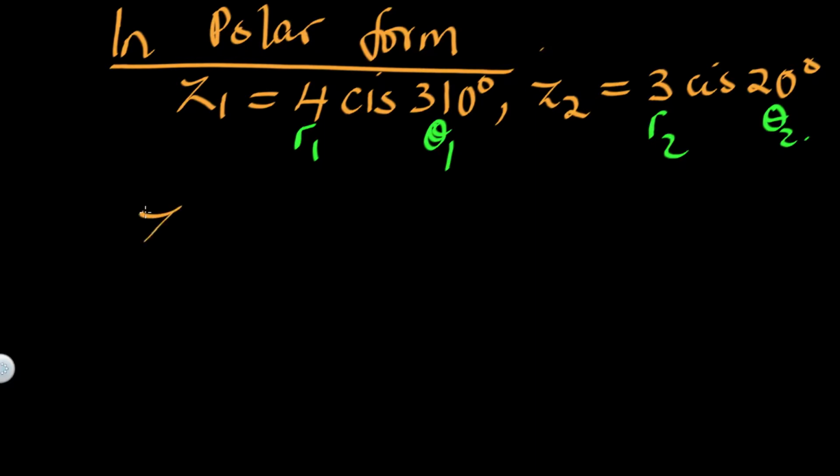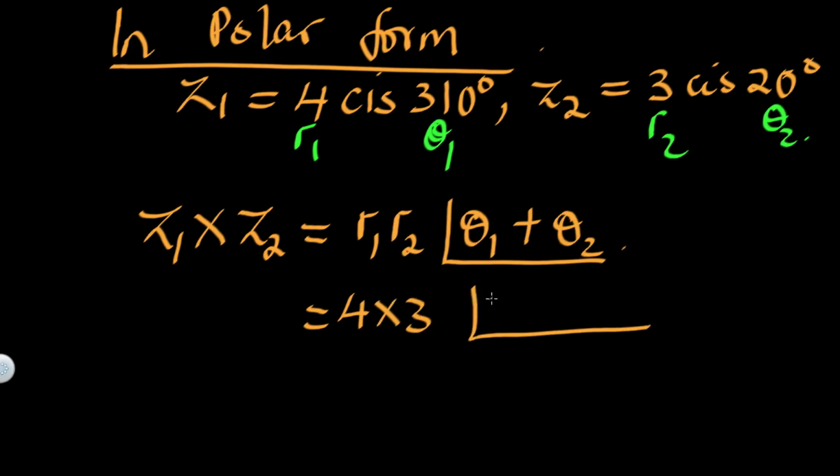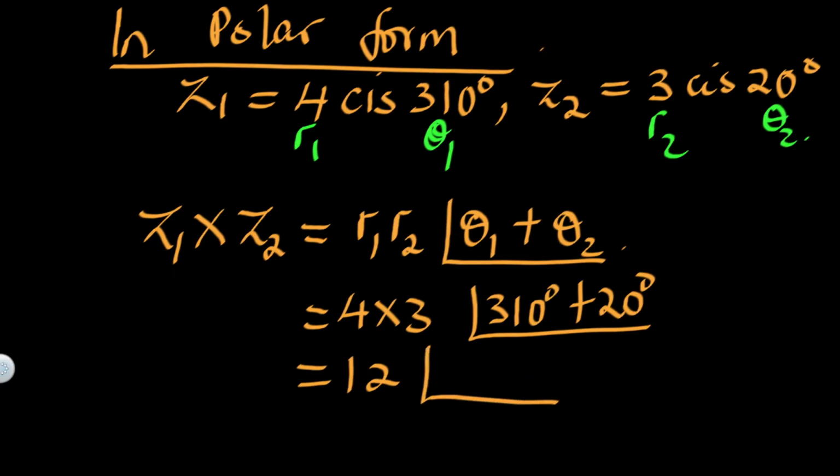If we are to evaluate z1 times z2, our answer is r1 times r2, then θ1 plus θ2. From what we have, this is 4 times 3, and our angle is 310 degrees plus 20 degrees. So we have 12, and the angle is 330 degrees.